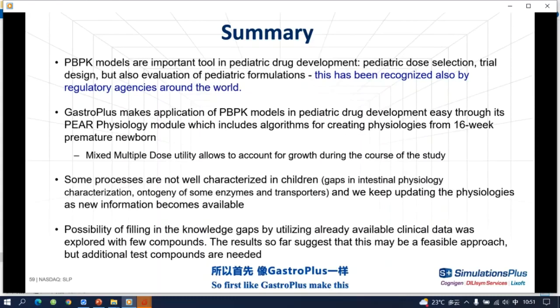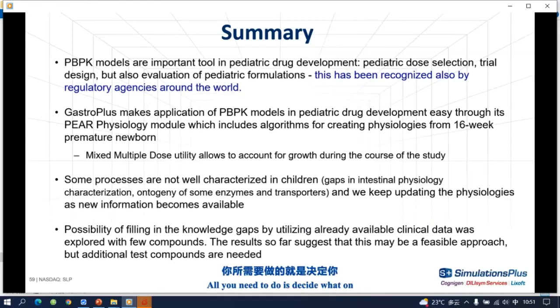Software like GastroPlus makes this application very easy by incorporating all of that physiological information already. So you don't have to worry about how the liver size is changing, how the child is growing, what the kidney size or GFR will be at 5 years old versus 7 years old. All of these algorithms are already in the software.